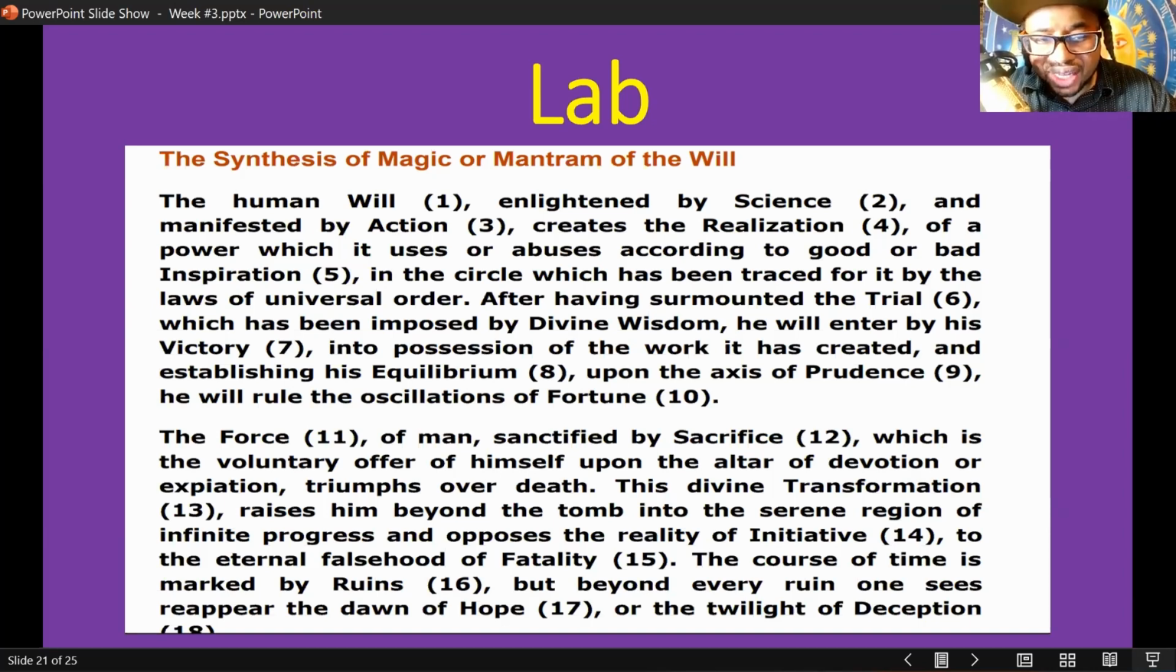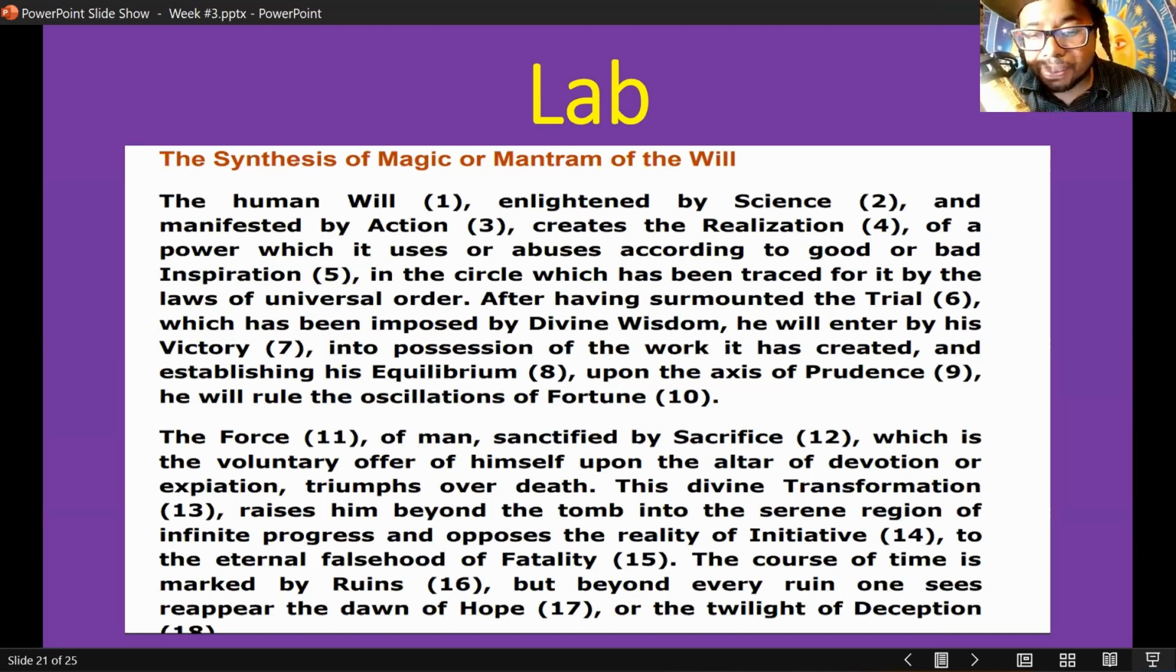Number seven, the number seven, that's your Sagittarius. That's the victor, you know, into possession of the work it has created and establishing equilibrium. And I know if y'all don't remember none of the other cards, we went down there deep on number 8, the justice card, and equilibrium upon the axis of prudence. That's the sage. That's number 9. He will rule upon the axis of prudence. He will rule the oscillations of fortune.